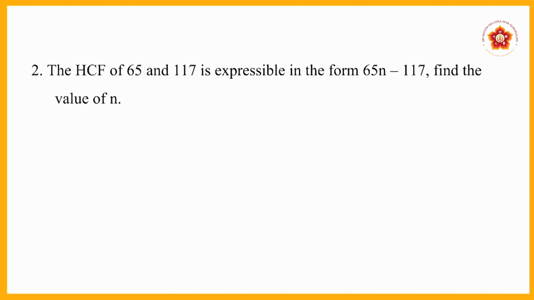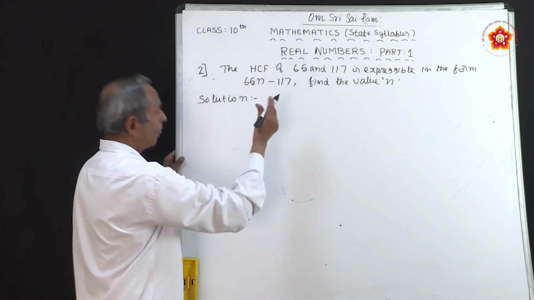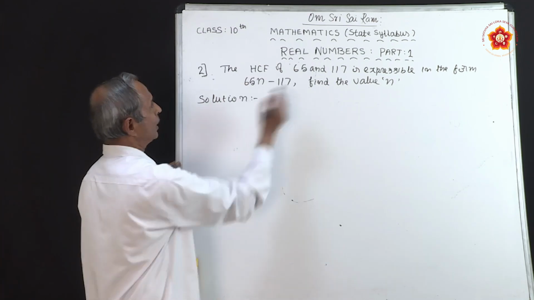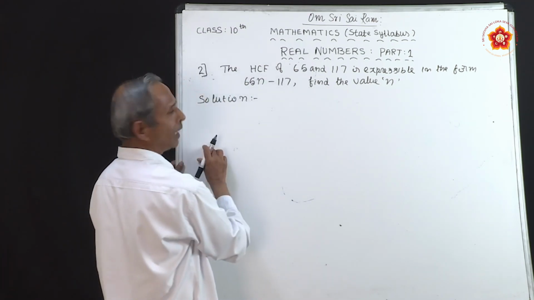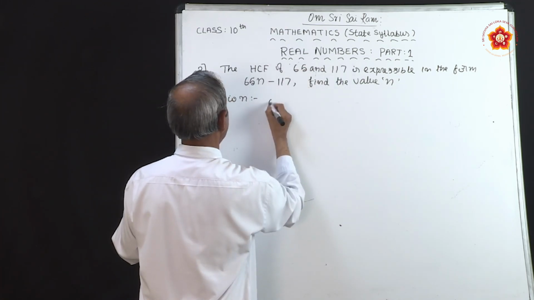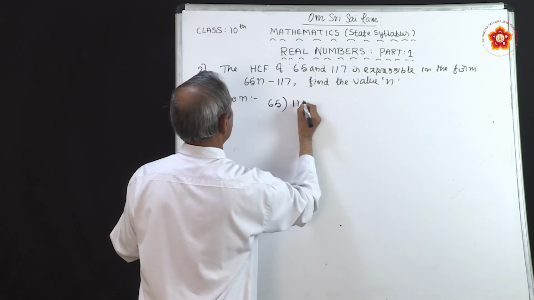Now the second question is, the HCF of 65 and 117 is expressible in the form 65n minus 117, find the value of n. This question was given for the board exam last year. Now here HCF is given, therefore you have to find the HCF of these two numbers by using the algorithm. Now here two numbers are 65 and 117. Now take 65 as the divisor, 117 as the dividend.